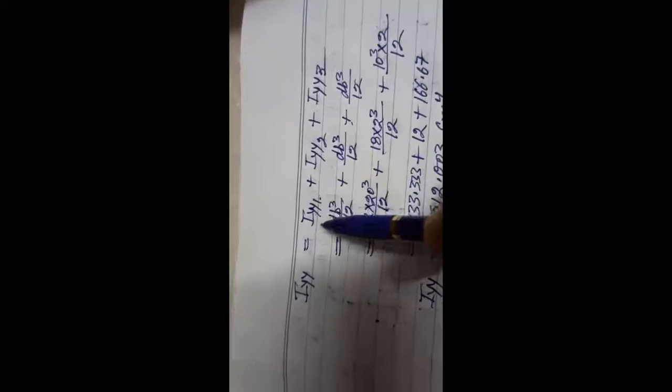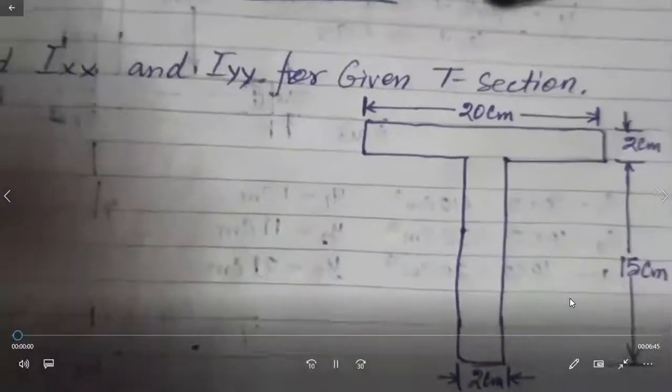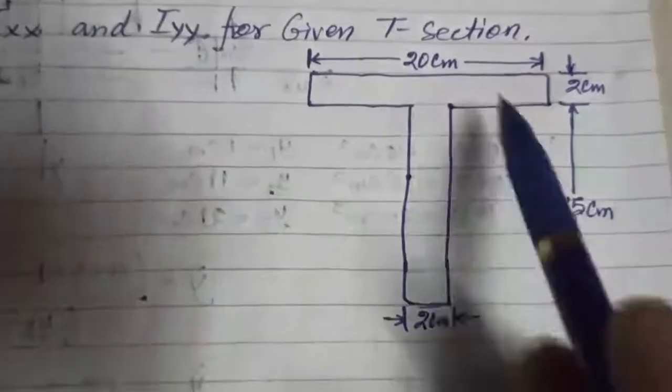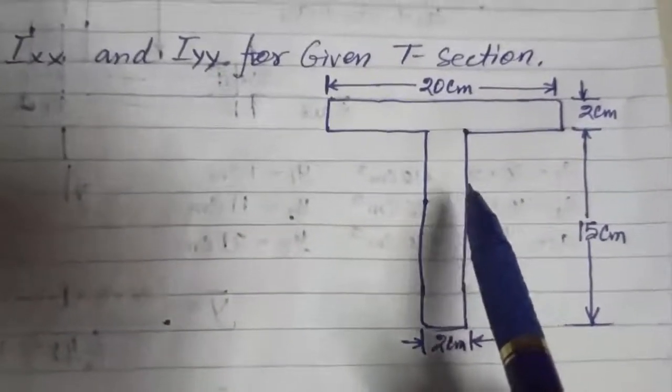These are calculated directly because these are not transferred anywhere, because the centroidal axis YY is the same as all these three parts' centroidal axis. So it is Iyy and this is Ixx. Okay, thank you.